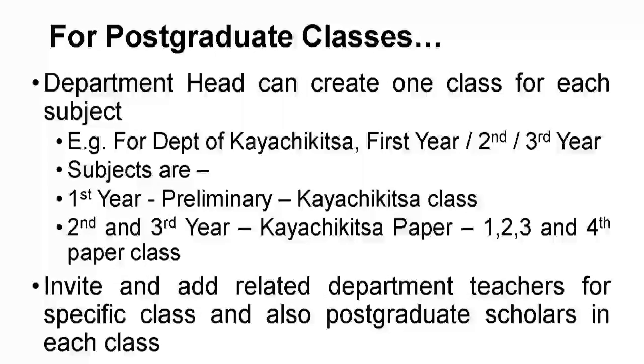For postgraduate classes, department head can create one class for each subject. For example, Department of Kaya Chikitsa, classes can be created for first year separately, second and third year together so that the monitoring becomes easier. In first year, a class can be created for preliminary Kaya Chikitsa. For second and third year, four classes can be created like paper 1, paper 2, paper 3 and 4. Head of the department can invite and add related department teachers for specific class and also postgraduate scholars.